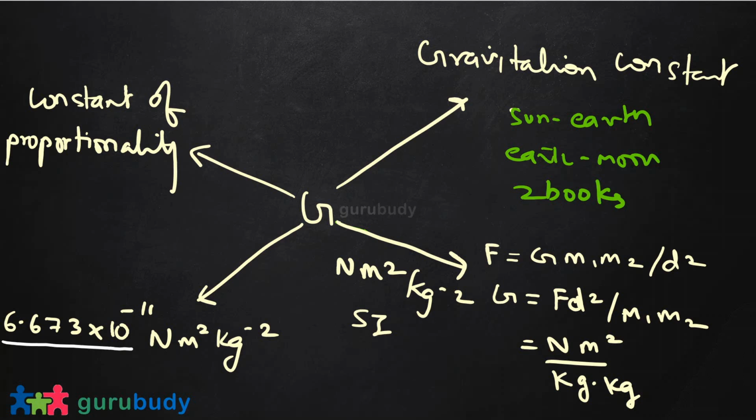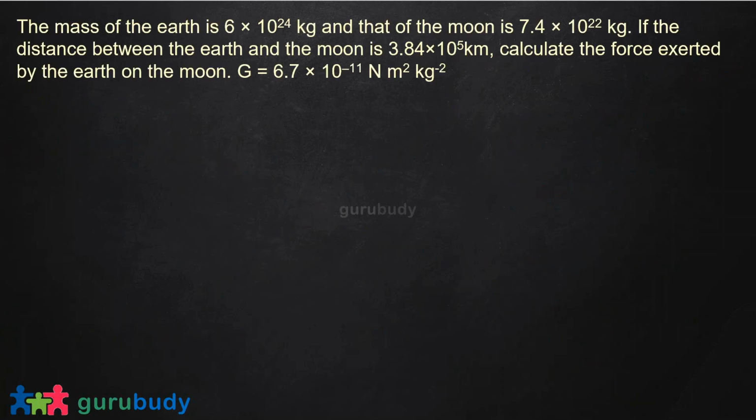Okay, so we discussed 4 things here. It's a constant of proportionality. G is also called the gravitation constant, the SI unit of G, and the value of the G. Now let's do a problem to understand this more. Okay, so the problem is, they're telling us the mass of Earth is 6 into 10 to the power 24 kg, and the moon is 7.4 into 10 to the power 22 kg, and they are giving us the separation between Earth and moon as 3.84 into 10 to the power 5 kilometers. Then it's asking us to calculate the force which is exerted by the Earth on the moon.